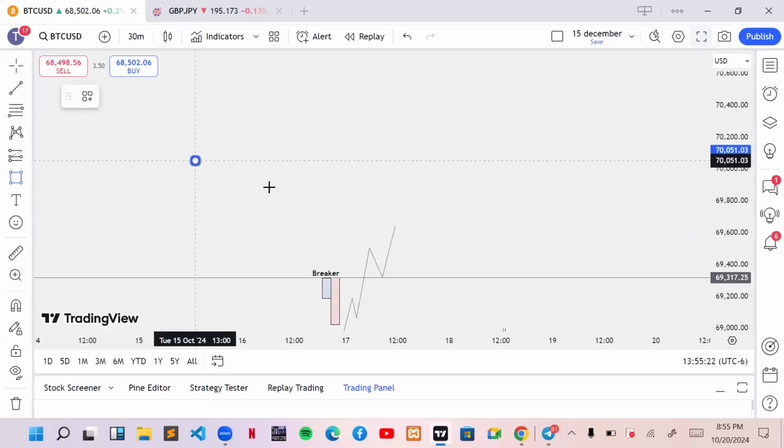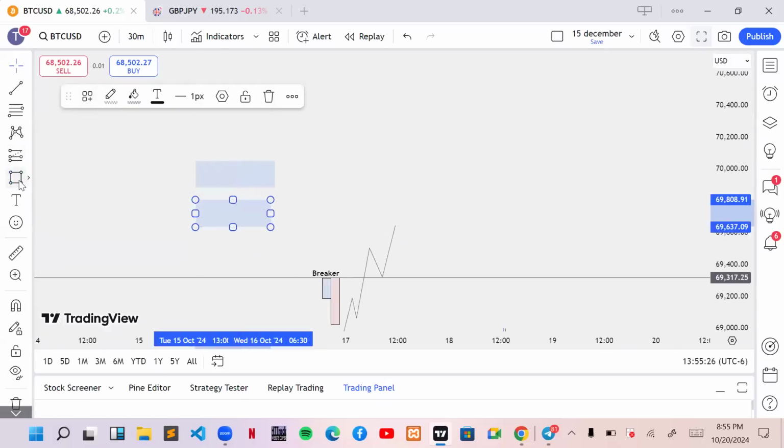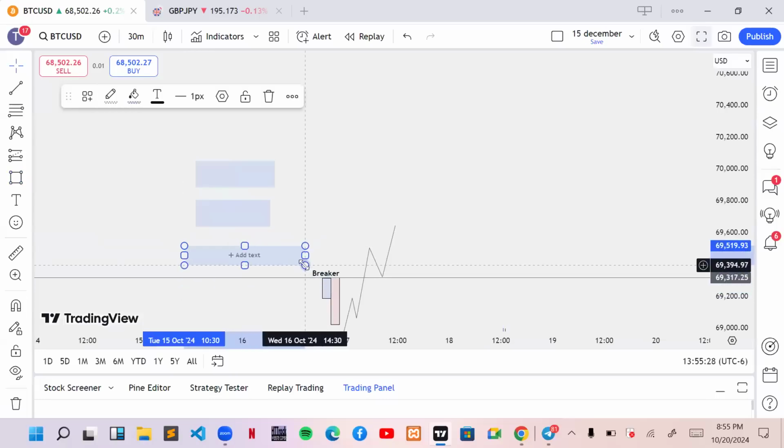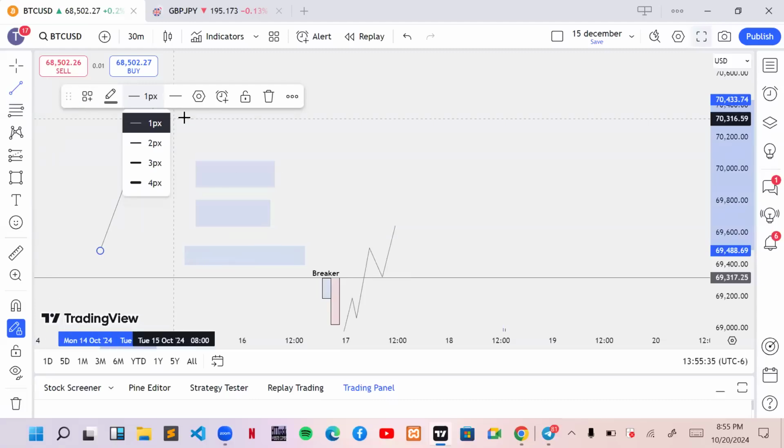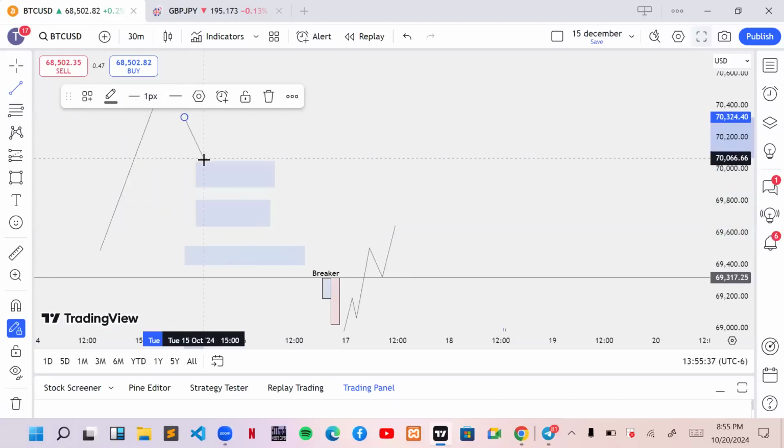So if there's a breaker here, there's also another breaker here, and then there's another block here. If the market does a structure shift, which is something like this, and this is the first pullback here. Sorry.